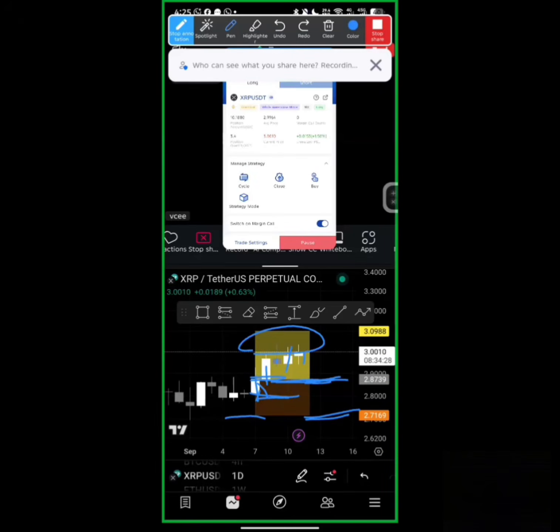So you can see the distance from the entry. This distance from this entry here to the stop loss here. Here is the distance that says 5.4%.